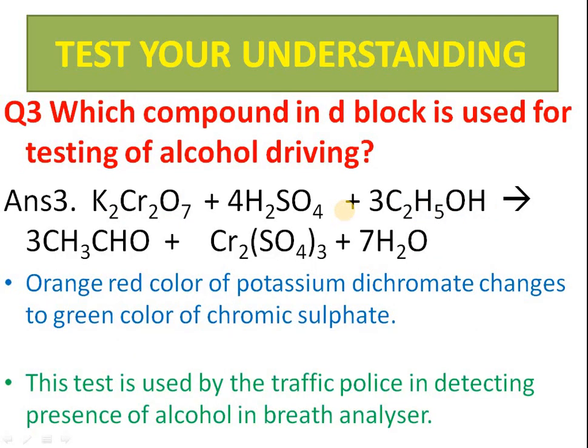Now this compound is used in the drunk driving test for alcohol. The reagent used is potassium dichromate. Now you know that potassium dichromate is orange red in color. When it comes in contact with ethyl alcohol, it gives chromic sulfate, and this is green in color. So the color change will tell us whether the person is alcoholic or not. Okay. The drunk person has to blow air into that pipe which contains potassium dichromate. That color change shows that this person is drunk. Therefore this solution is used by the traffic police to detect the presence of alcohol in a breath analyzer.